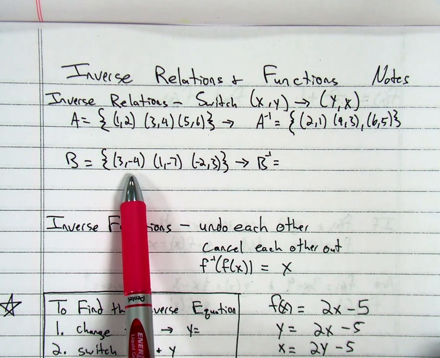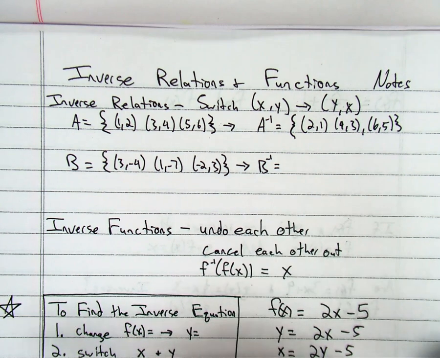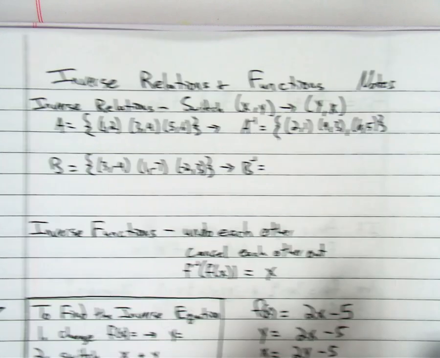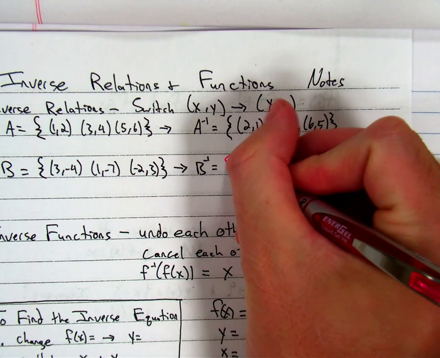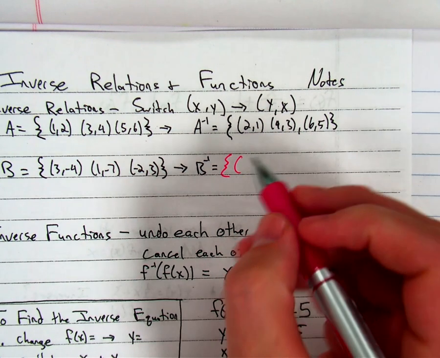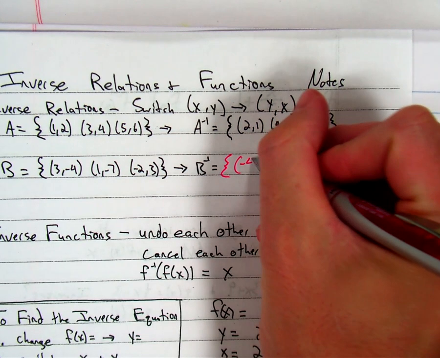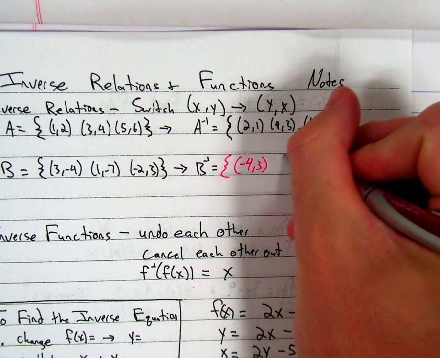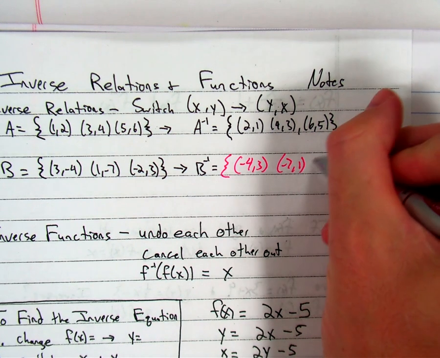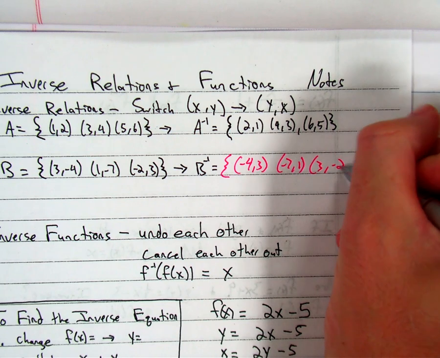Why don't you go ahead and push pause and try to do B inverse. Welcome back. Let's see how you did. Okay, we're just flip-flopping x and y, so we should have negative 4, 3, negative 7, 1, and 3, negative 2.